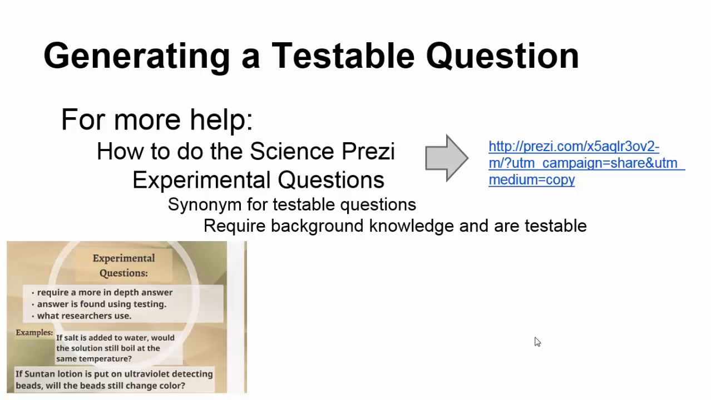An example of a testable question related to the purpose of the separation of the mixture lab would be: how accurately can a mixture of chalk and sand be separated using filtration and evaporating techniques? And if these techniques are used, will the mass of the products be the same as the mass of the reactants? So, if you need a little bit more help on generating testable questions, here is the link to the How to Do the Science Prezi. Go ahead and go there and learn more about testable questions.